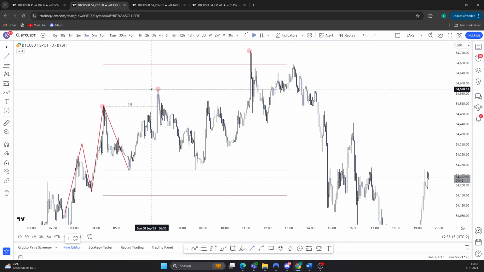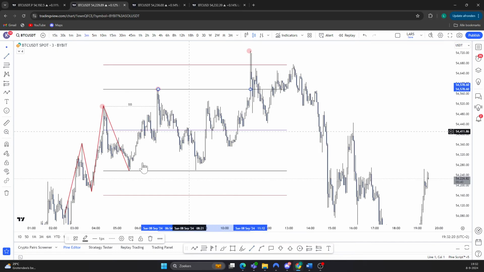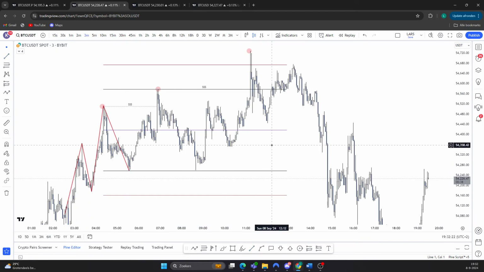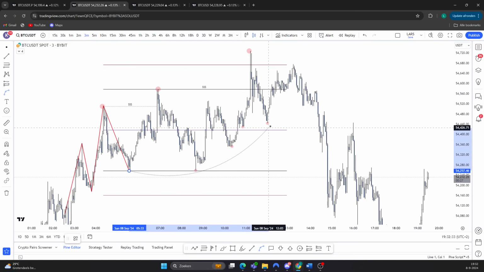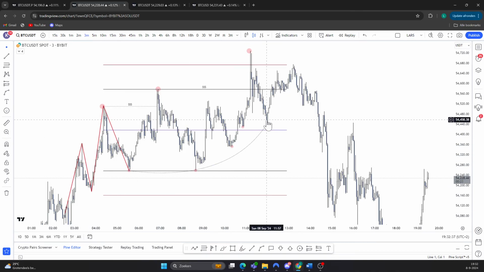Grabbing all buy-side liquidity. But at the same time, we have a low right here. We have a higher low, and we have a higher low, and we have a higher low. So price is taking the high, but it's not taking the low. So we're taking all buy-side liquidity and we're leaving sell-side liquidity here.